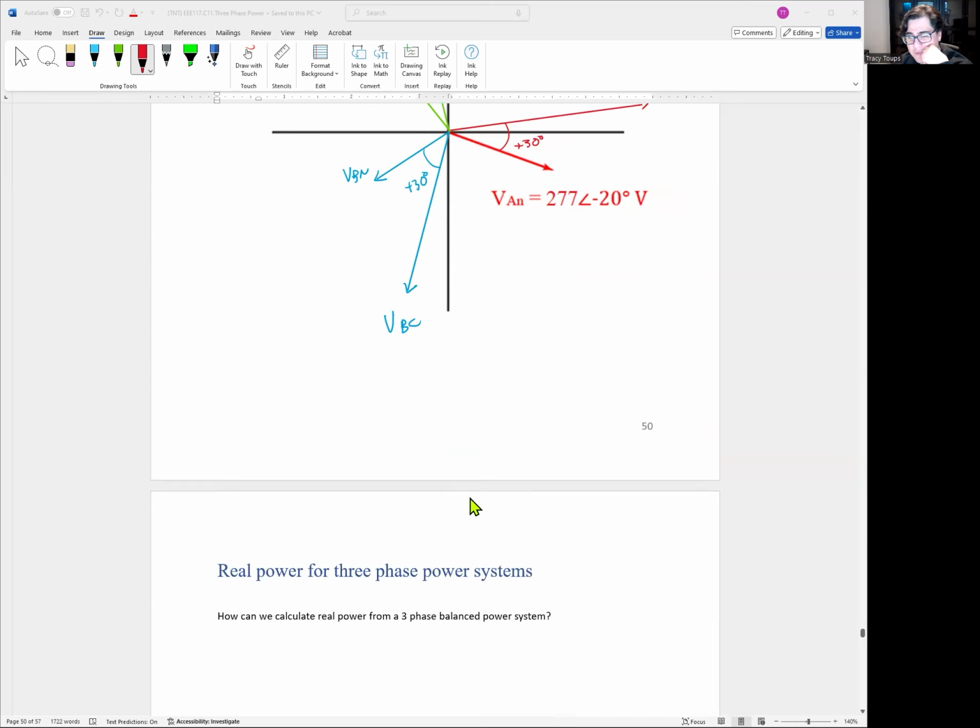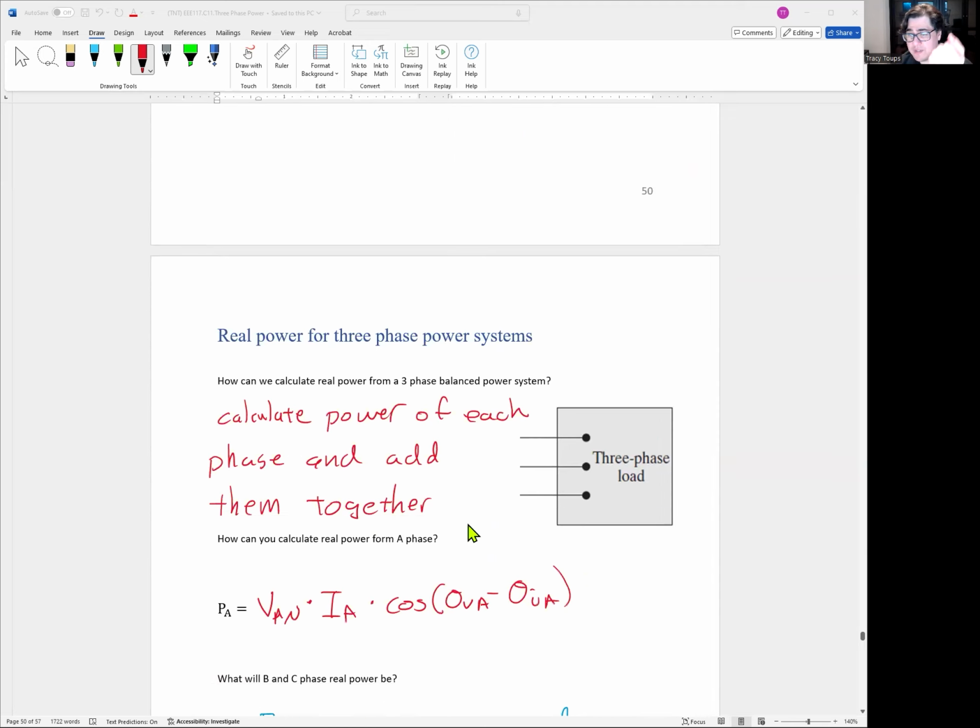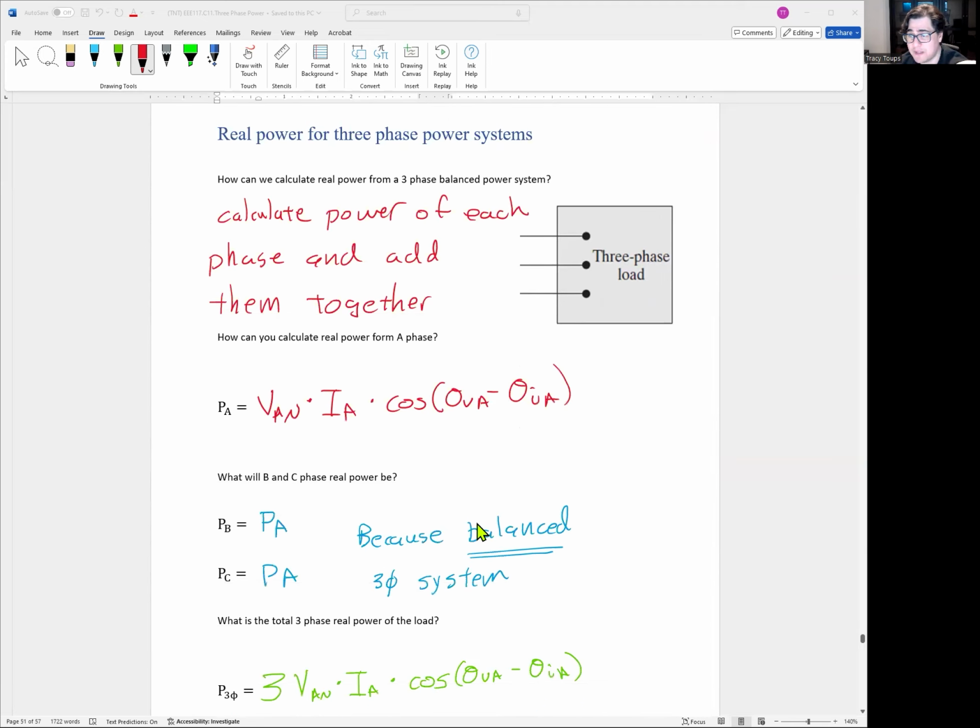Okay, so just to recap, 6 voltages and 3 currents is what we're looking at. Now, the next big thing we need to talk about is calculating 3-phase power. We know how to calculate single-phase power very well, but 3-phase is a little bit different because now we have 3 sources. Remember, we have VB source and VC source. So it's actually not that hard because the system is completely balanced and VB and VC follow suit, IB and IC follow suit of IA. It's as easy as calculating power for each phase and then adding them together.